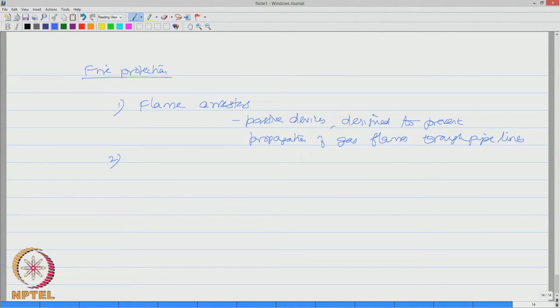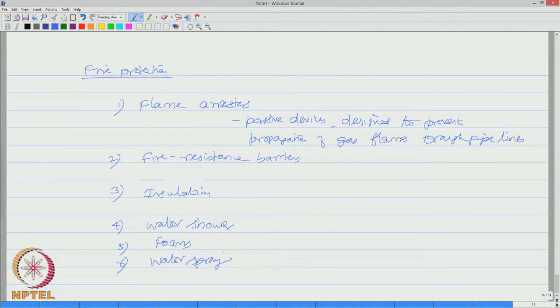The second method what people generally follow is construction of fire resistance barriers. Third could be fire insulation. Fourth method could be by designing a proper water shower. Fifth could be by controlling fire using foams, and next could be by controlling fire with water spray.